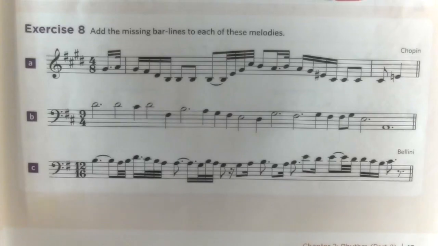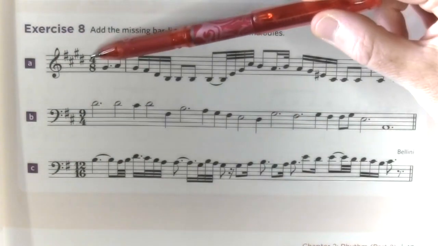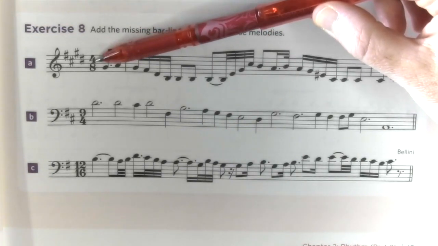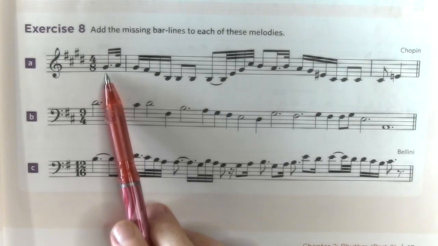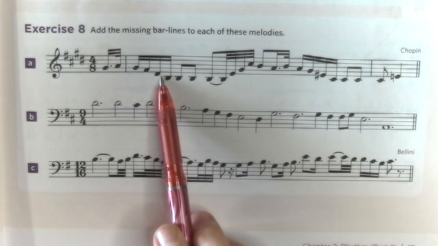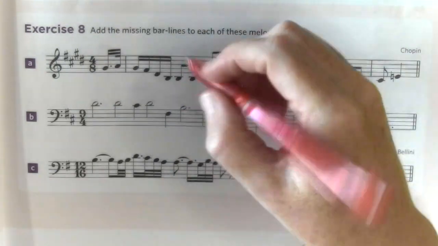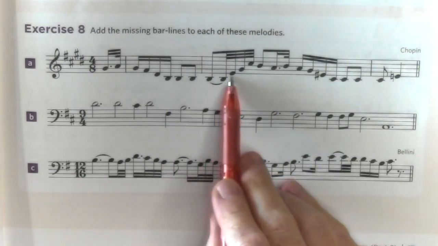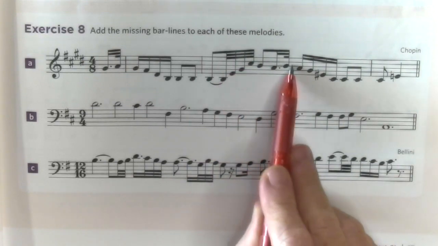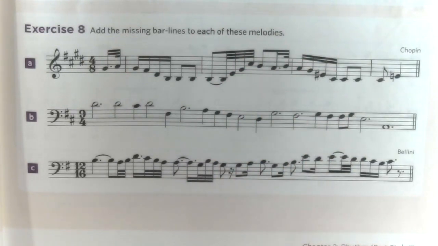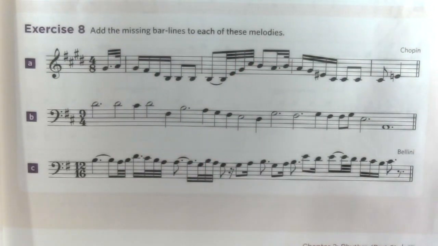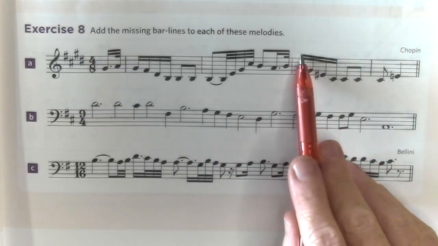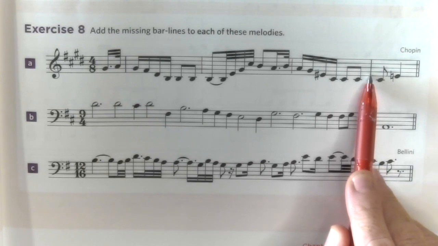Exercise 8. We need to add the missing bar lines. First, let's observe the time signature is 4/8. It means 4 quavers. So every 4 quavers, bar line. This is an anacrusic start, incomplete. So 1, 2, 3, 4, bar line. 1, 2, 3, 4, bar line. Also, please note that we have 1, 2, 1, 2. So the grouping really tells you everything. Here, shall we do it without counting? 1 and 2 and, exactly here.